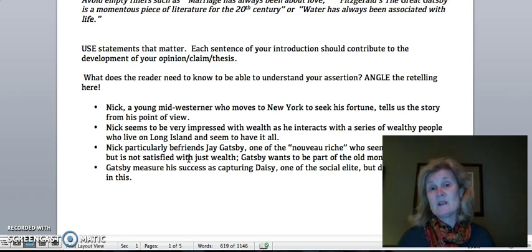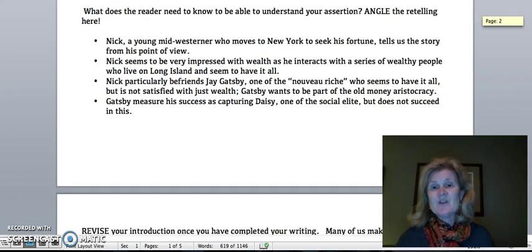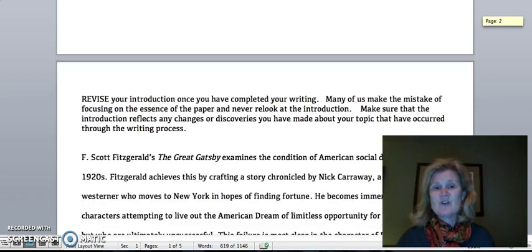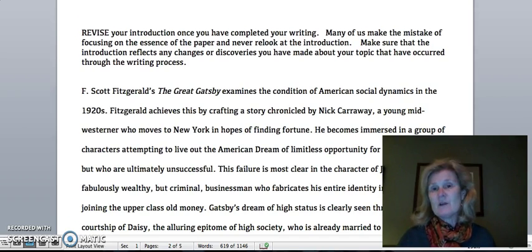Gatsby really wants Daisy, and Nick is the one who introduces him to Daisy. And then it's about how he understands that Gatsby measures his success by whether or not he will be able to gain Daisy. So those are the things within the text that I felt were important enough to put in my introduction.